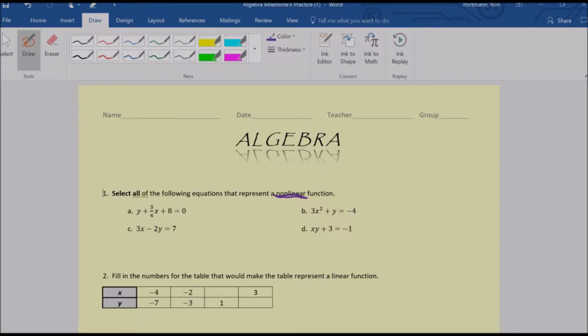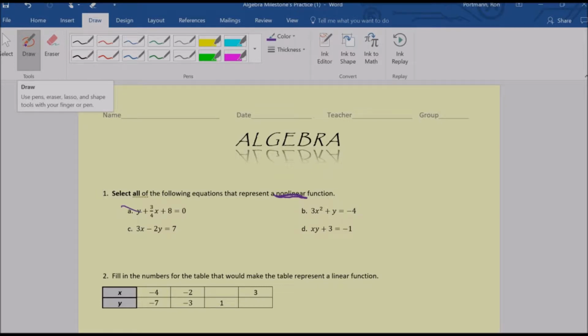You have to remember with nonlinear functions, nonlinear functions either have an exponent or a square root. They have variables touching each other. You have variables in the bottom of a fraction, okay? I do not see any variables in the bottom of the fraction. This fraction right here says 3/4 x. That is absolutely fine. This x is actually in the numerator, which is in the top. So we're not going to select that one.